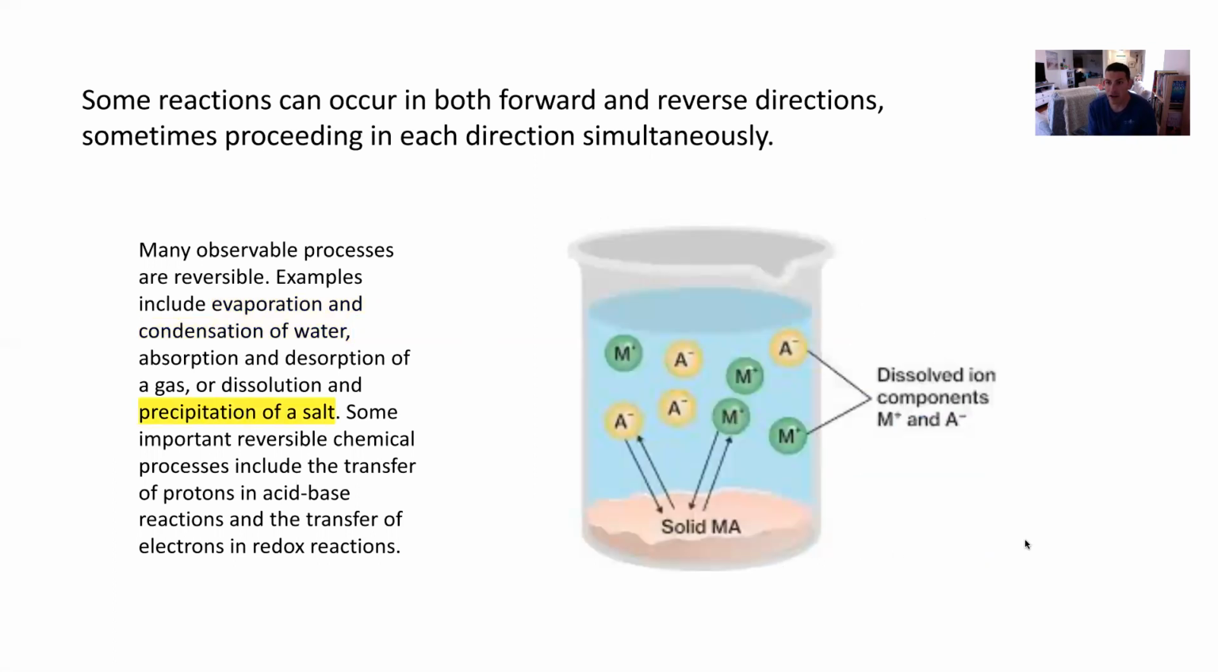Another common example is a salt in a solution. Some of that salt may be solid or precipitate. Here we have MA. The M is the metal, a cation. The A is the anion. And so some of those ions are dissolving into the solution, and then some of them are going back and precipitating. They're reforming the solid. So it is a forward process, dissolving, a reverse process, precipitating, and they're happening simultaneously in this solution.